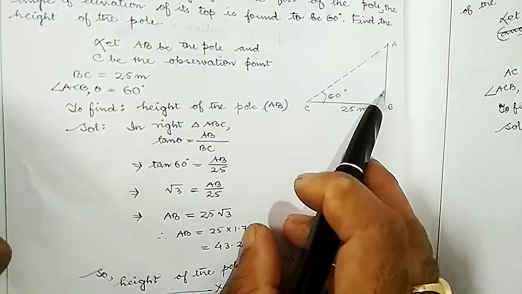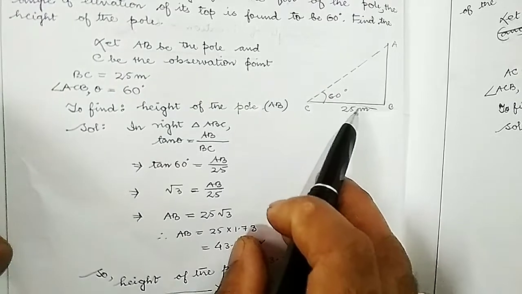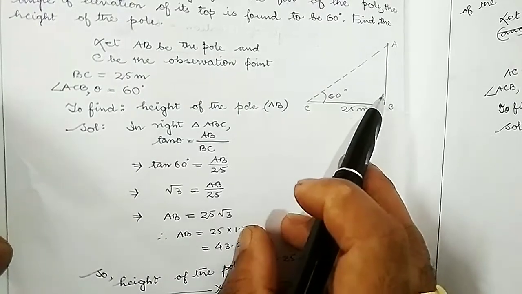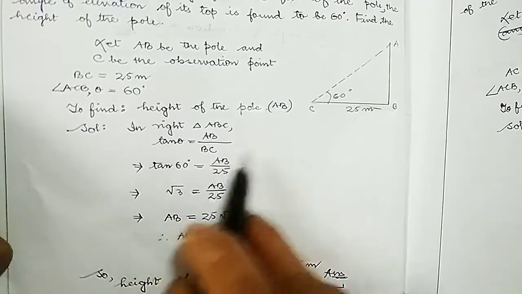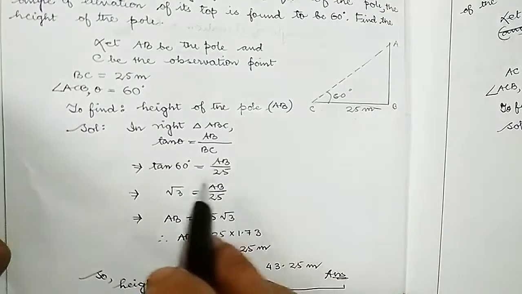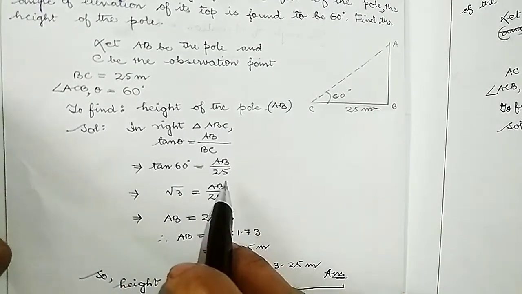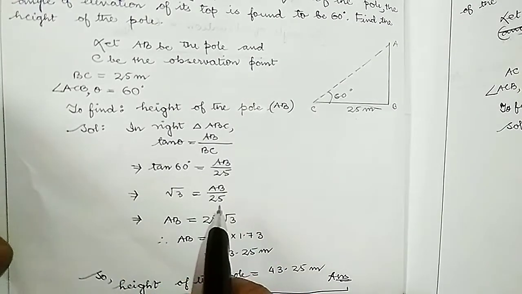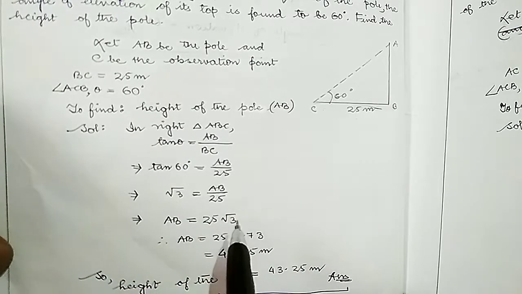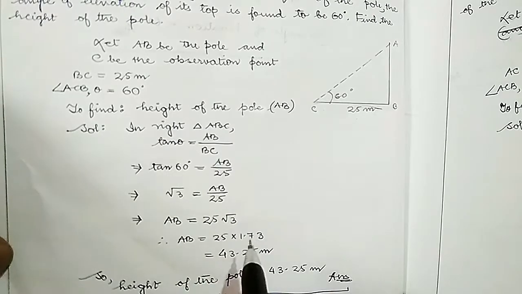Tan theta relates perpendicular and base, and just because base is given and perpendicular is to be calculated, we have to use tan theta. So tan theta will be AB by BC. Now tan 60 will be AB by 25. Tan 60's value is root 3, so root 3 equals AB by 25. If I cross multiply, AB equals 25 root 3. If the value of root 3 is provided in the question, you just put the value 1.73, multiply, and you are going to get the required answer.